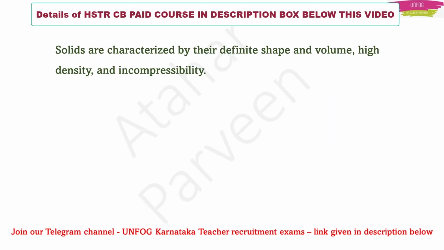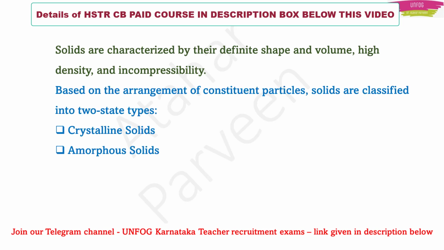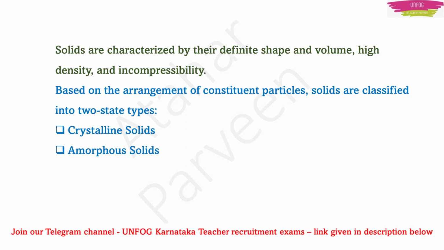So solids are characterized by their definite shape and volume, and they are having high density and they are incompressible. Incompressible means even if you try to press them, you cannot press it. Okay. So solids are hard, you can say. Now based on the arrangement of constituent particles, solids are classified into two types: crystalline solids and amorphous solids.